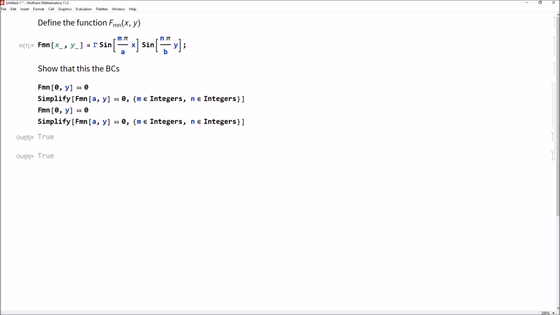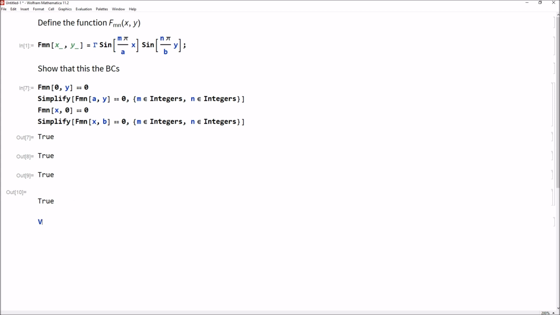So the bottom here was for any x and for y equals 0, this better equal 0, and the top condition was for any x and for y equal to b, that should equal 0. And yay, here we are. So everything worked out in this case. We see that this solution does satisfy the boundary conditions.